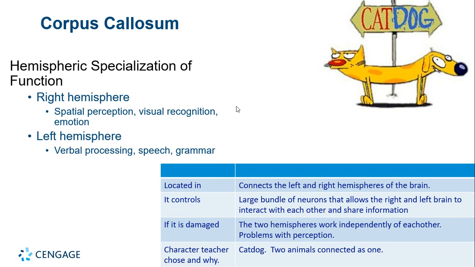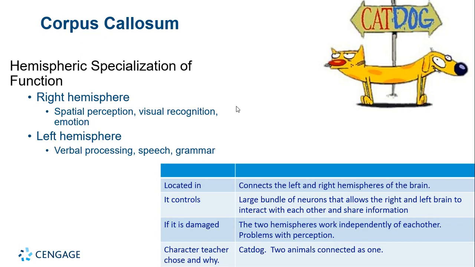Visual recognition of faces occurs in the right brain. And so your left brain and your right brain have to talk to one another. And how do they do this? Through what we call the corpus callosum, which is a bundle of nerves that sends information from the left brain to the right brain.